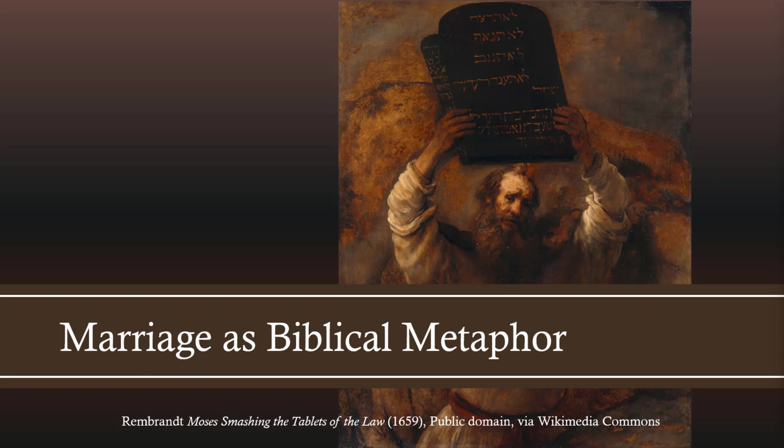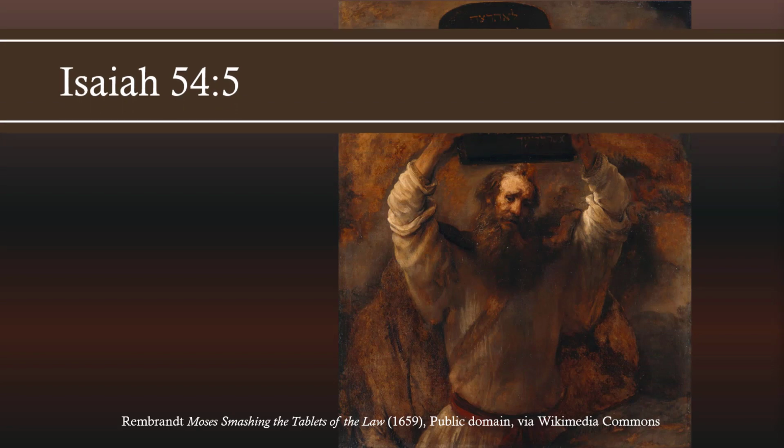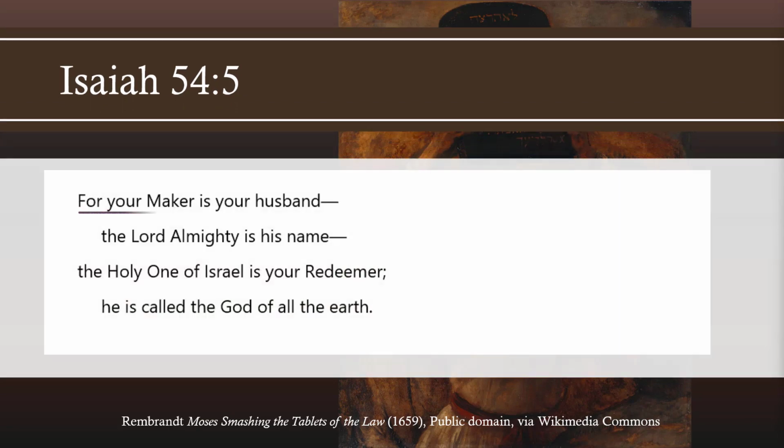So for instance, I used one that I did not put on your sheet, but if you have your Bible, you can turn to Isaiah 54:5. So Isaiah says, for your maker is your husband. The Lord Almighty is his name. The Holy One of Israel is your Redeemer. He is called the God of all the earth.